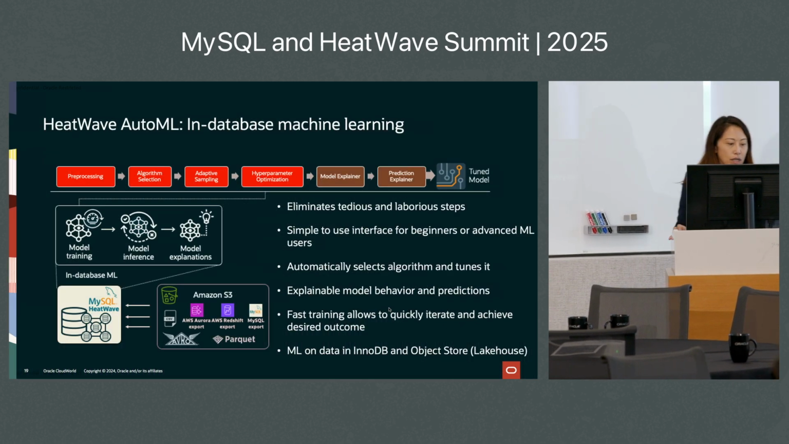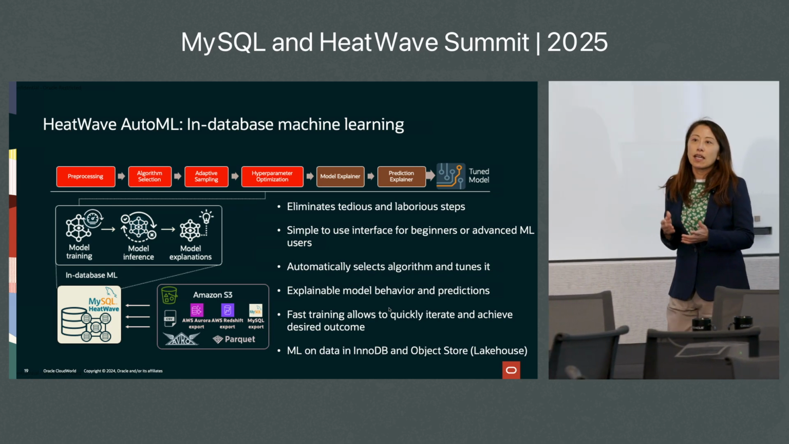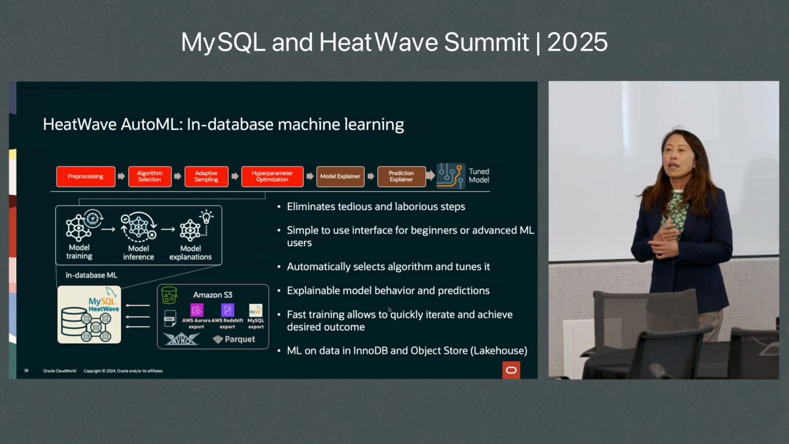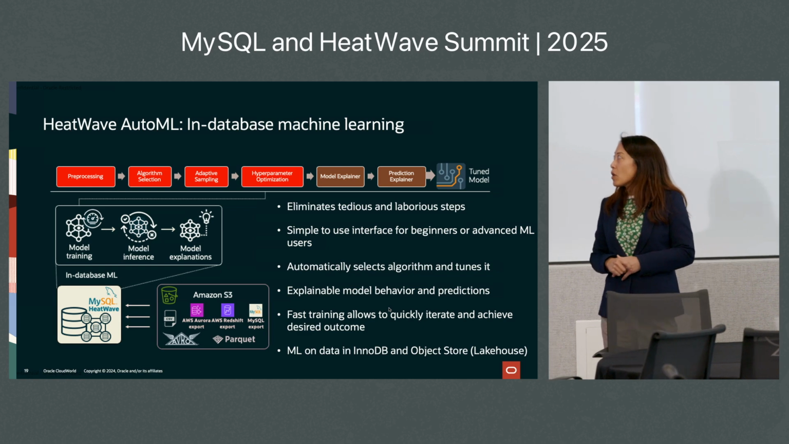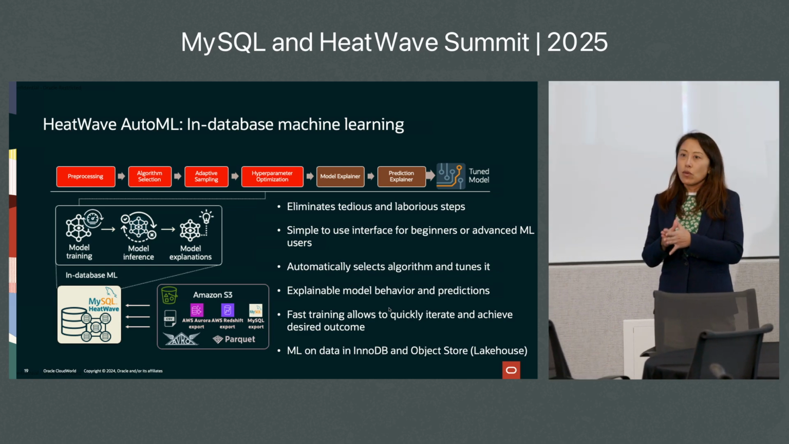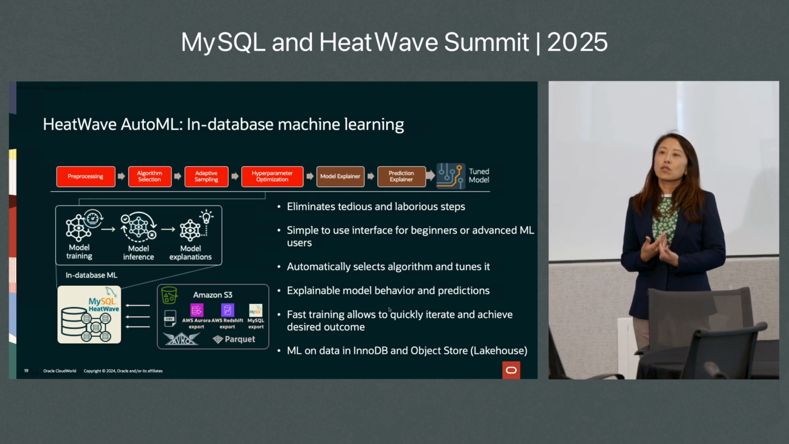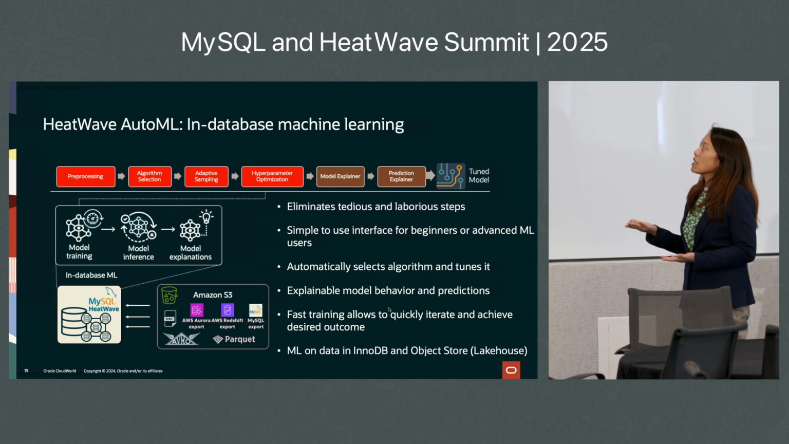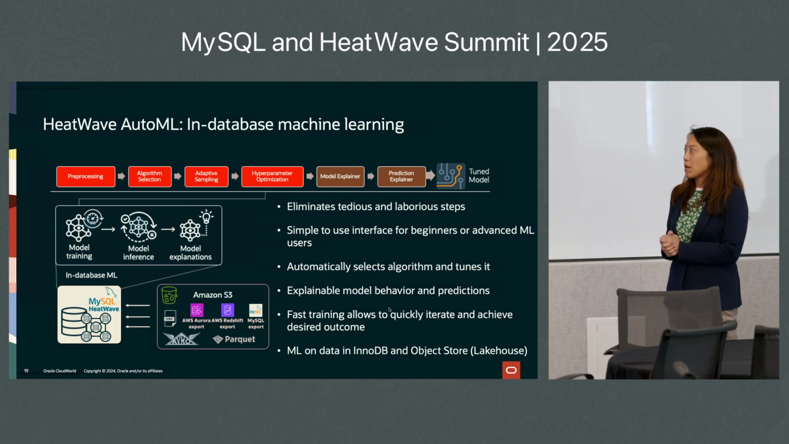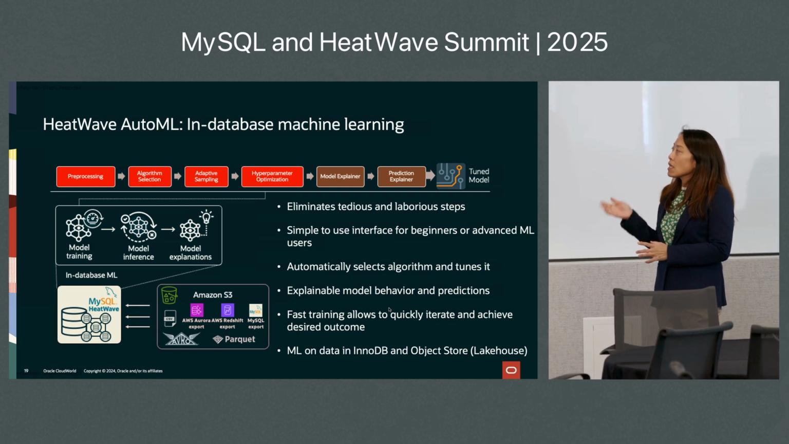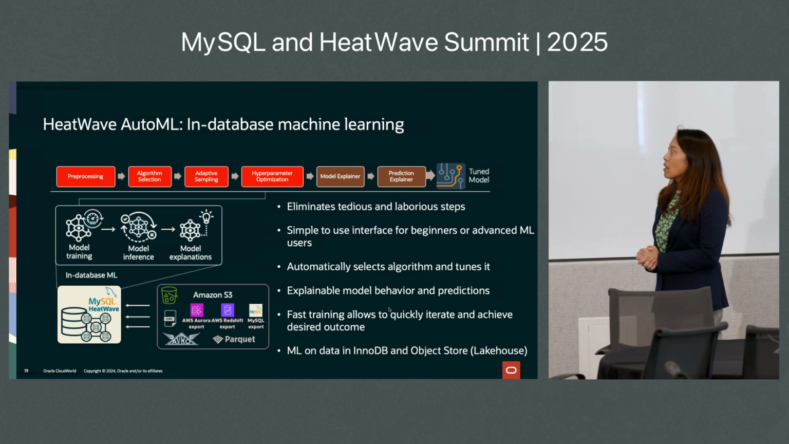Then the other one I want to talk about is AutoML. Because of GenAI, a lot of customers come to us, but a lot of the time when we talk to them in more detail about their use case or business needs, behind the scenes they are looking for machine learning capability. Machine learning capability, we already have for a long time.